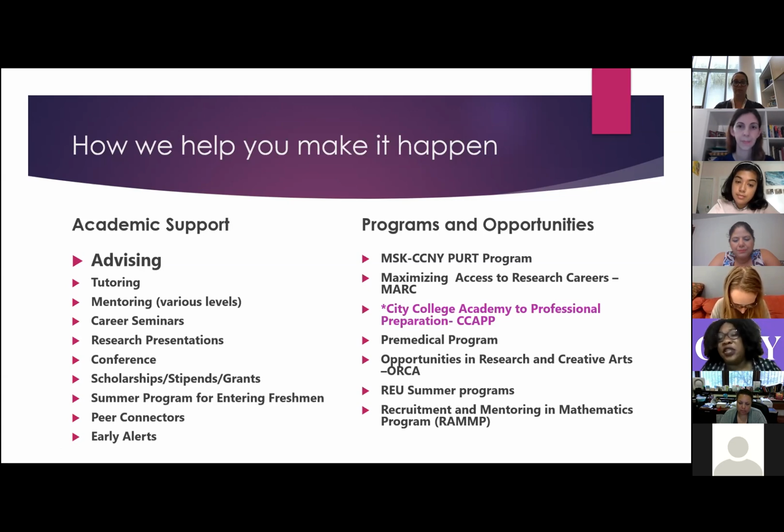Some of these programs, we have the partnership with Memorial Sloan Kettering. This is an amazing program because it gives students the opportunity to have access to Memorial Sloan Kettering Institute to do research. This summer, we have over 15 students who are accepted into the program.